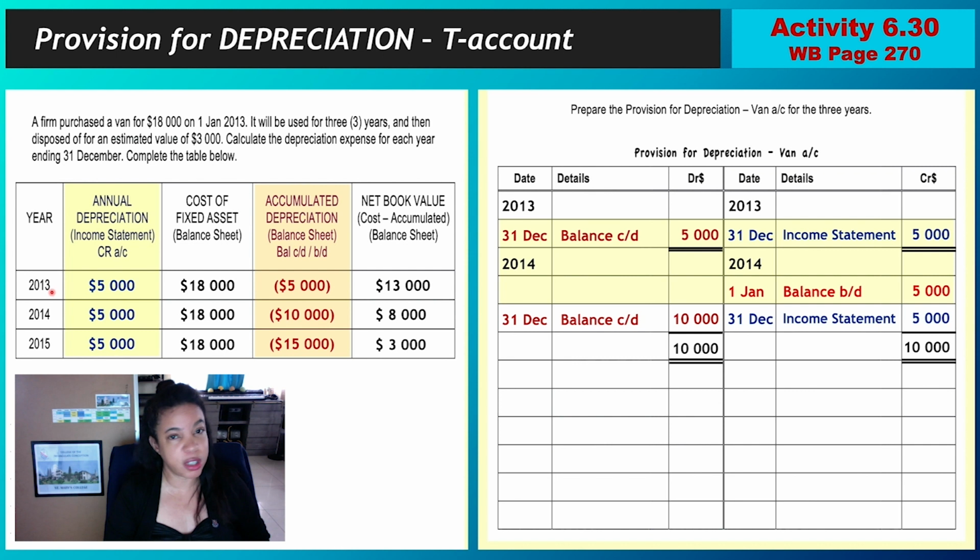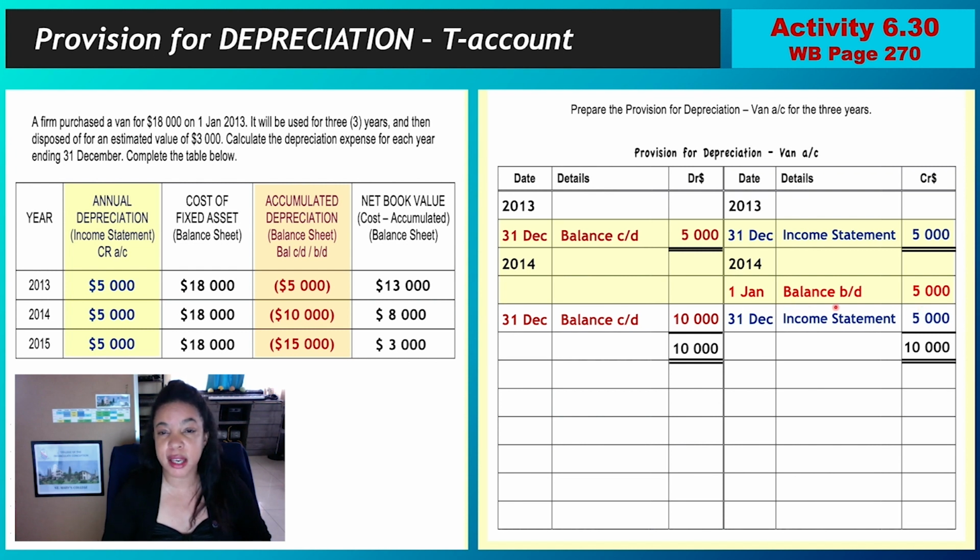So for any period, if you look at the table, you will see 2013, 5,000 annual, 5,000 accumulated. Go over to your account, 5,000 annual, 5,000 accumulated. For 2014, you would see it's supposed to be 5,000 annual for your income statement, 10,000 accumulated depreciation for your balance sheet. Go over to your account. What do you see? Income statement, 5,000, balance sheet, accumulated 10,000. So it is showing the exact amounts for both your annual and your accumulated depreciation.